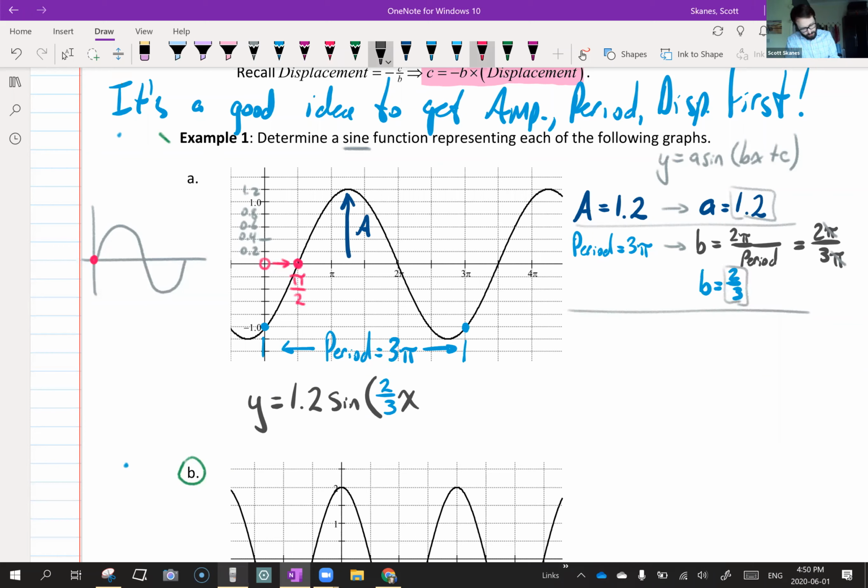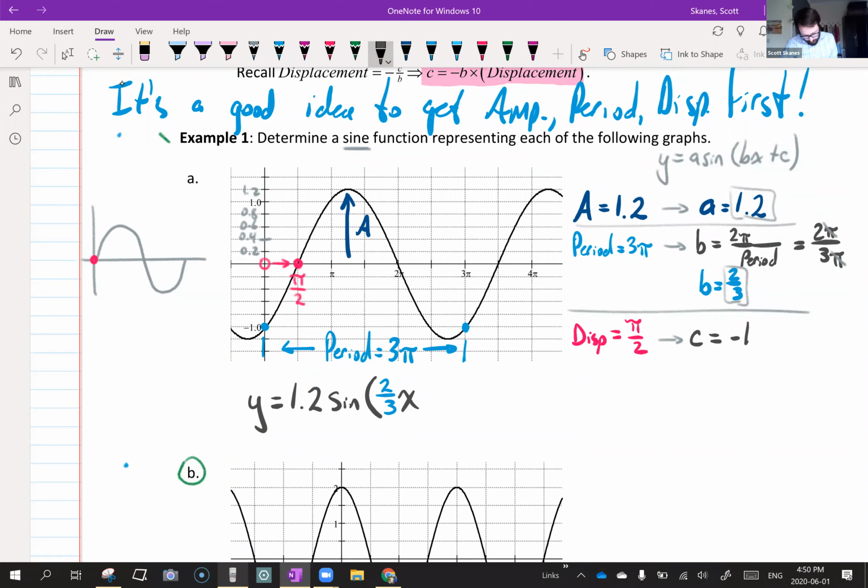So that's our answer. The displacement, not c, but the displacement, is positive pi over 2. From that, we can get C, which is indeed negative pi over 3. And you can get the answer. So if you've already got this question done, try B. I'm going to do B next anyways. If you don't have it done, you can watch.